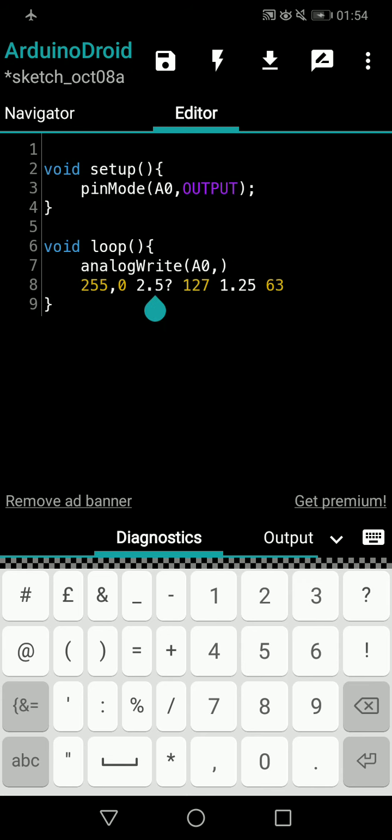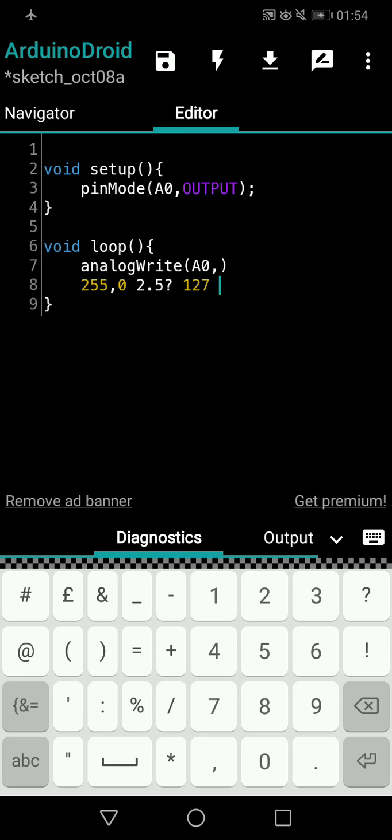So what happens when you are changing these values? If you connect an LED to the A0, the power of the LED will be changing. You can even dim an LED and increase the LED's power or illumination from 0 to some extent. Slowly you can increase, slowly you can dim. I hope you can understand what I am talking about.